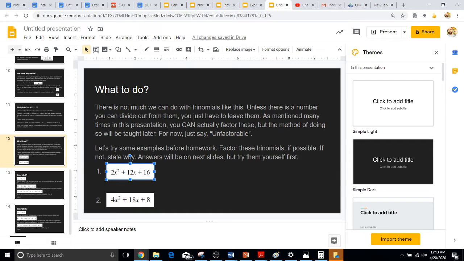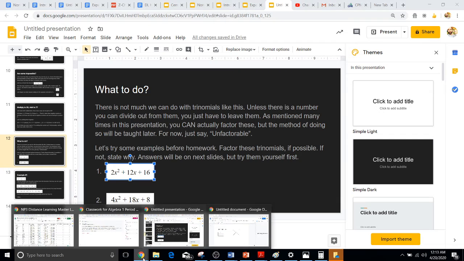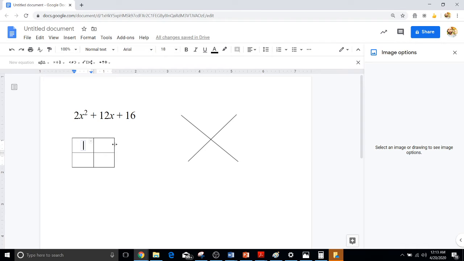So for our first example, it says, let's try some examples beforehand. Factor these trinomials if possible. If not, state why. So we're going to be taking a look at 2x squared plus 12x plus 16 and seeing if we can actually factor this one out. Let's go ahead and open up a document and take a look at it.